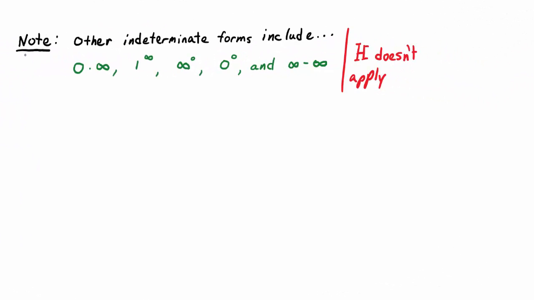Okay, the other indeterminate forms include 0 times infinity, 1 to the infinity power, infinity to the 0 power, 0 to the 0 power, and infinity minus infinity. Now, what's happening is an epic battle when you get these indeterminate forms. 0 times infinity, normally 0 times a number is 0, right? And you would think that normally if you could multiply, infinity times most positive numbers would be infinity, right? Negative numbers would be negative infinity, right?